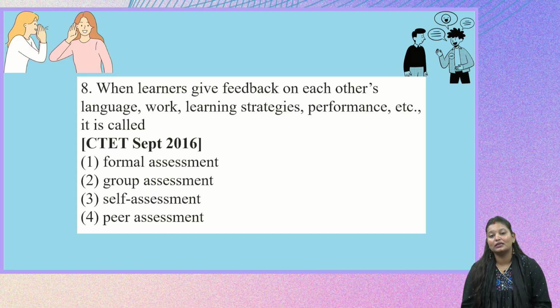So we were discussing how important it is for the child to be able to have control and also understanding of their own learning and where they stand, where they are lacking. So instead of the teacher always giving feedback, if the learners are giving feedback to each other, they will all learn together in a collaborative manner. So the right answer here will be peer assessment.